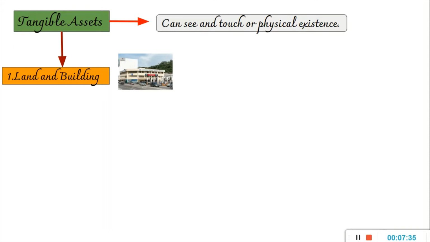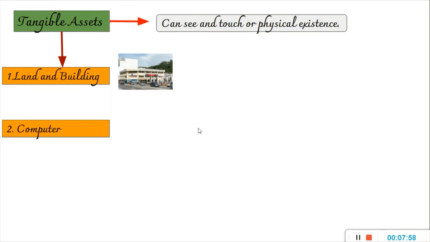Means after a few years, the cost of the building is zero, right? So that is the main difference. The cost of the land is fixed. The building will be depreciated every year. Clear?